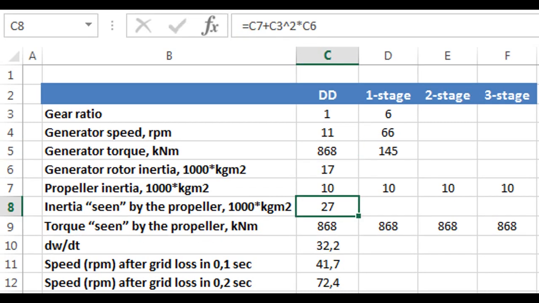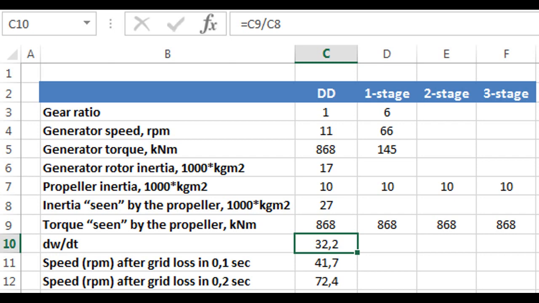If we look into the cells, like for example cell C8, we can see how the calculations are done here. So inertia seen by the propeller is calculated as the sum of the propeller inertia, which is 10, and the product of the gear ratio squared and generator rotor inertia. So this generator rotor inertia is what we calculate every time in DriveConstructor for all the gear ratios and all the gear types. In cell C10 we can see how acceleration is calculated.